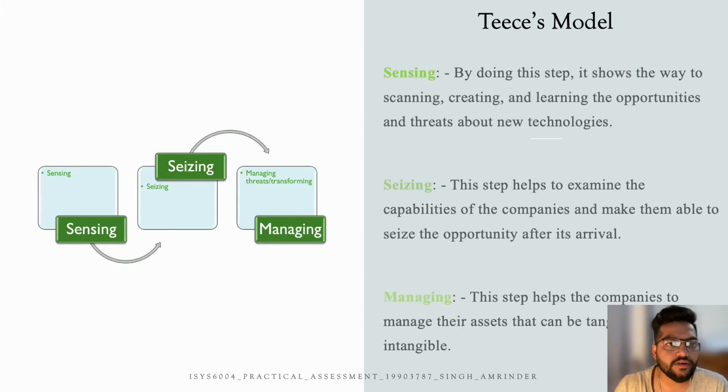So after studying the Porter model, the next model is the TEES model. The TEES model is also very important for the organization to know about the IT department, to find the problems and to give solutions according to the latest technologies. In this model, there are three important stages: the first one is sensing, another one is seizing, and the last is managing.